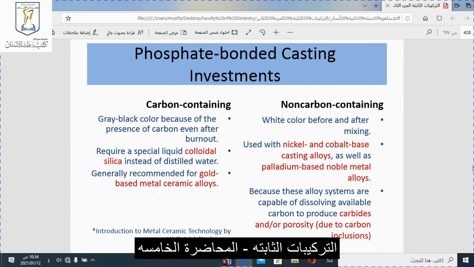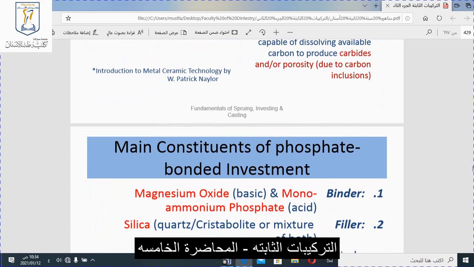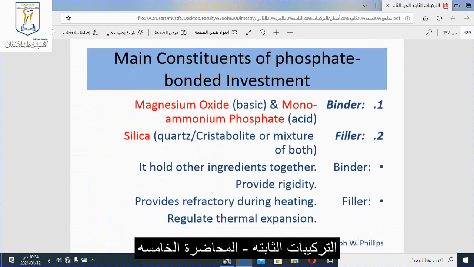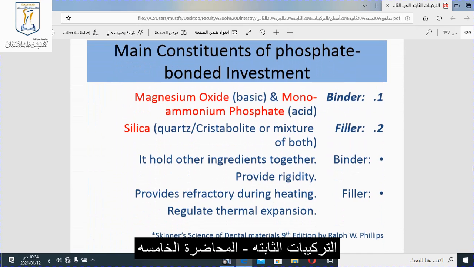So we have to know the limitations of phosphate bonded investment. We have 2 limitations: carbon containing, not used with nickel chrome alloy, cobalt chrome alloy, or palladium based ceramo metal alloys. We cannot use it because it will make carbides and make the alloy brittle. The other limitation is that water based investment is not used, because it will give a rough cast.